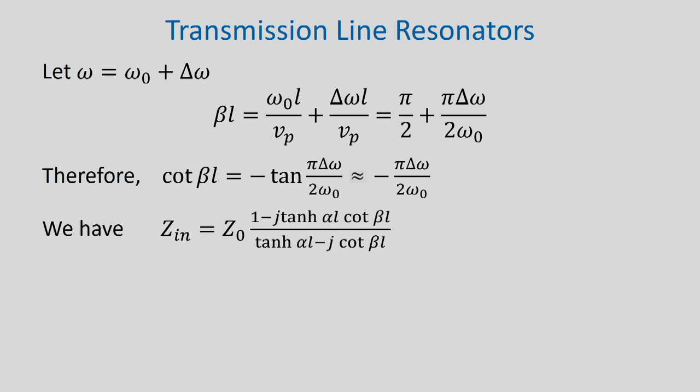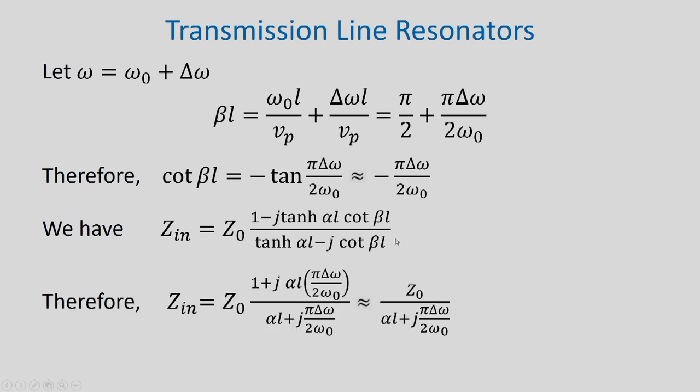And then we already have the expression for Z in. We can now make appropriate substitutions. Tan hyperbolic alpha L can be substituted by alpha L, and for cot beta L we can make the substitution minus pi delta omega by 2 omega naught. So, once we do that, we get Z in to be equal to Z naught 1 plus J alpha L pi delta omega by 2 omega naught.